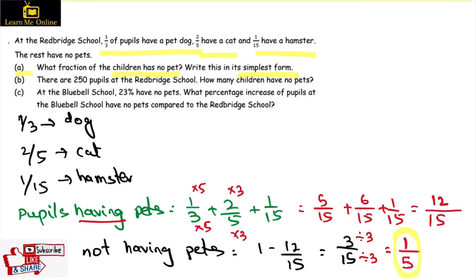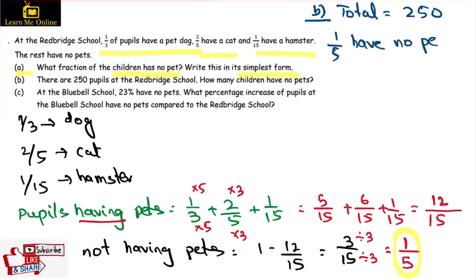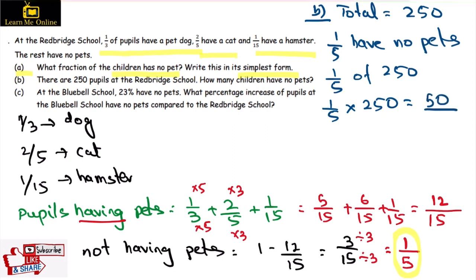Now we're having part B. In part B, this says that there are 250 people at Redbridge School. How many children have no pets? We know that 1/5 of them do not have any pets, and the total number of children is 250. So we need to find 1/5 of 250. And we know that "of" means multiply. So 1/5 of 250: how many 5s make 25 is 5, and that would be 50. So it means that there are 50 people who do not have any pets.